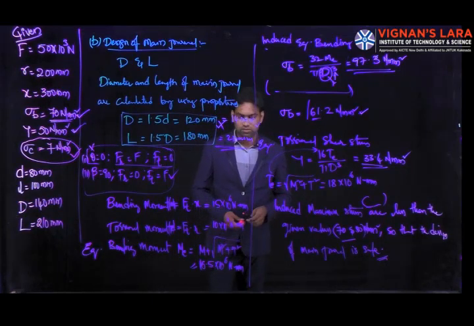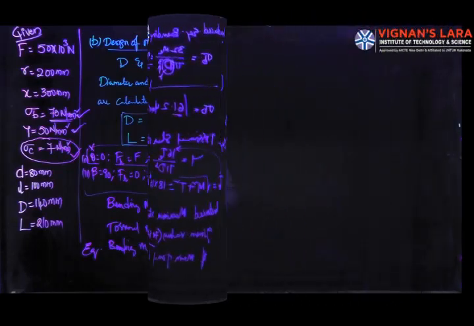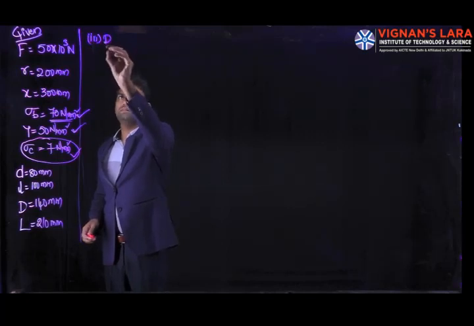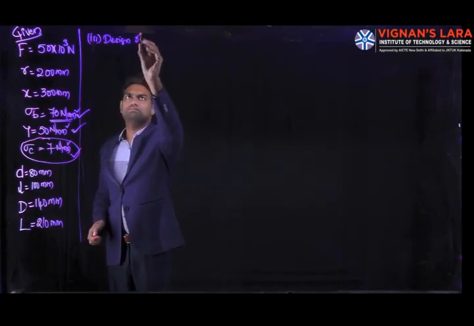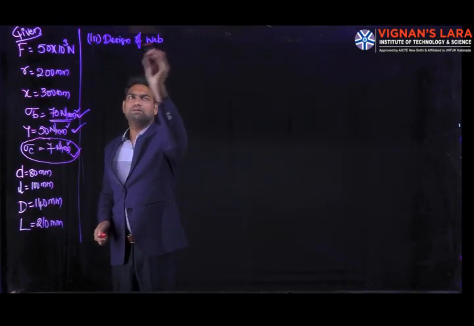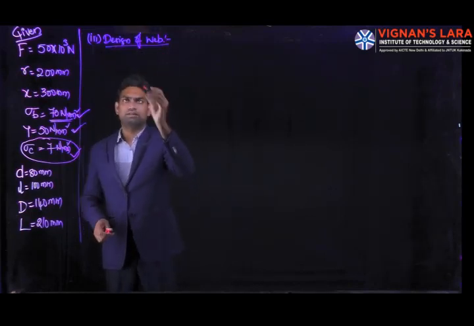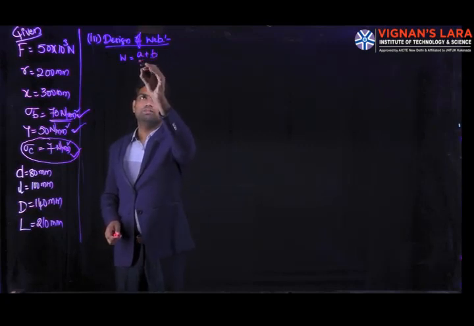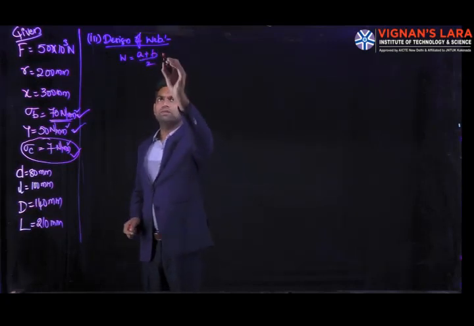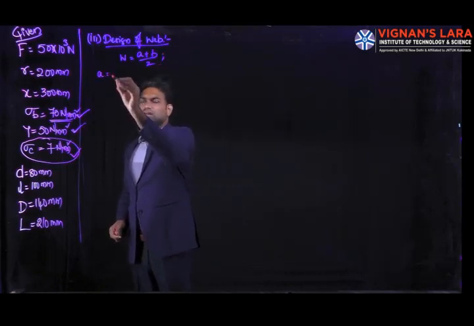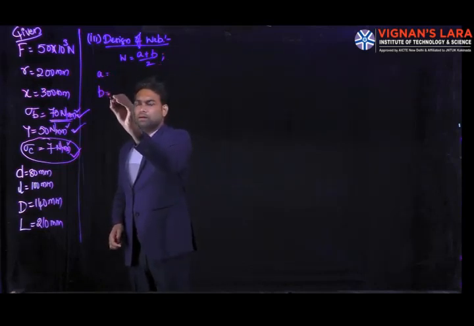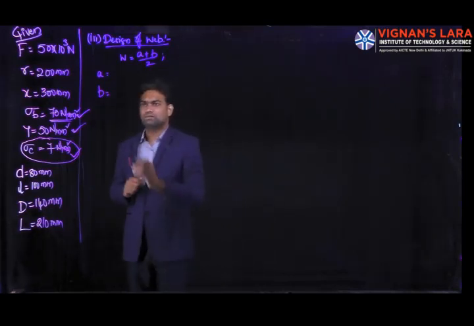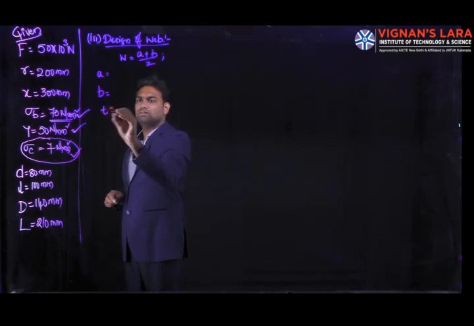So let us see how the dimension of the web is going to be. Component in the crankshaft, design of crank web or web. The dimensions of the web are denoted by the mean width W, so W equals (a plus b) by 2, where a is the width near the crank pin and b is the width near the main journal. So these are the two dimensions you need to find.